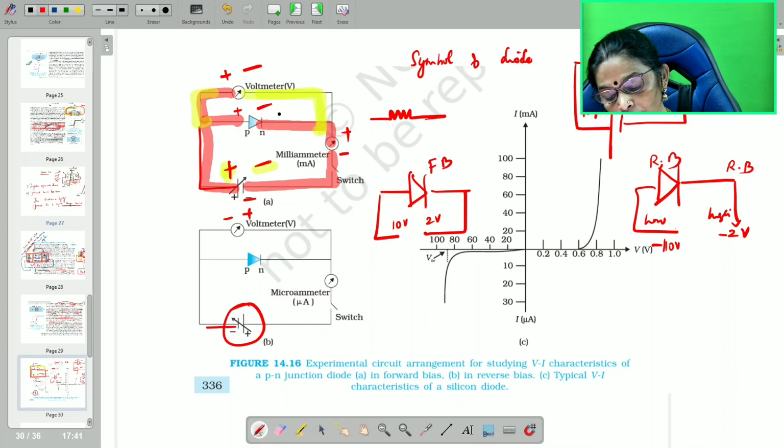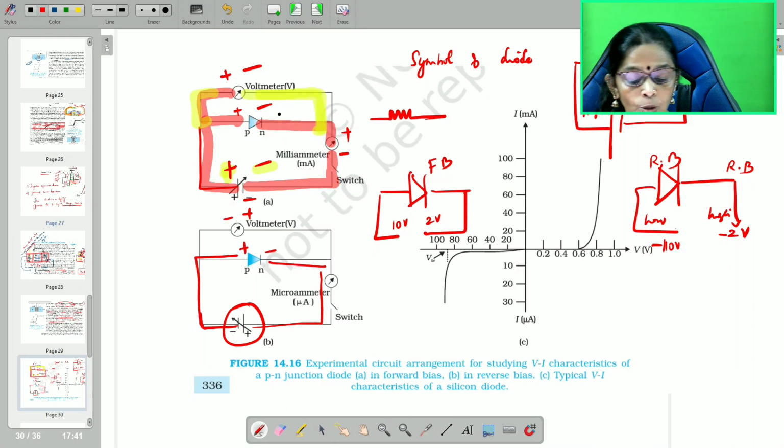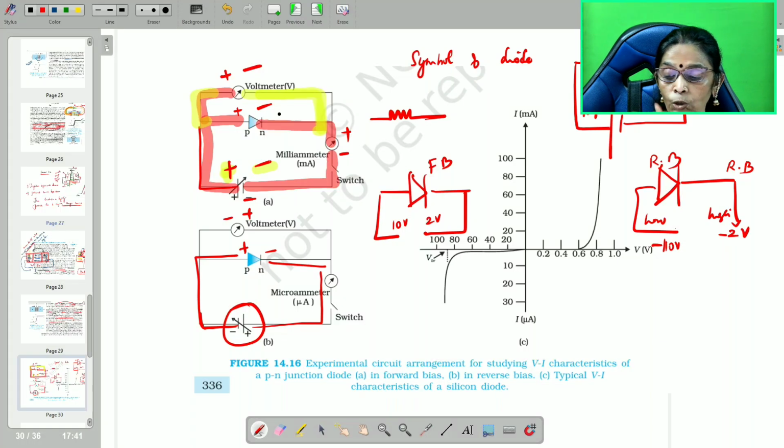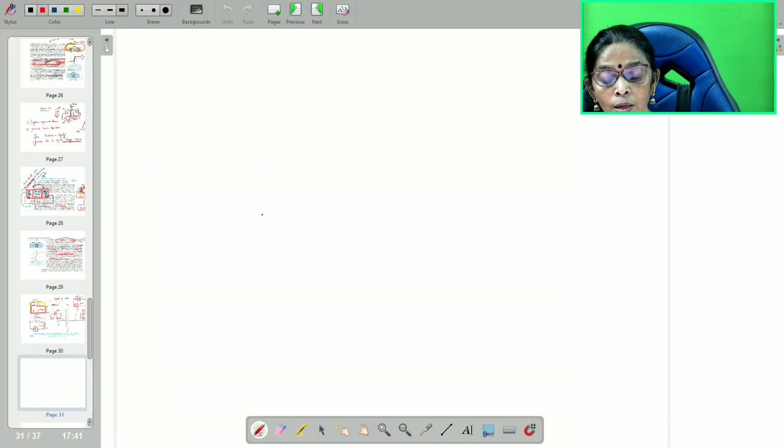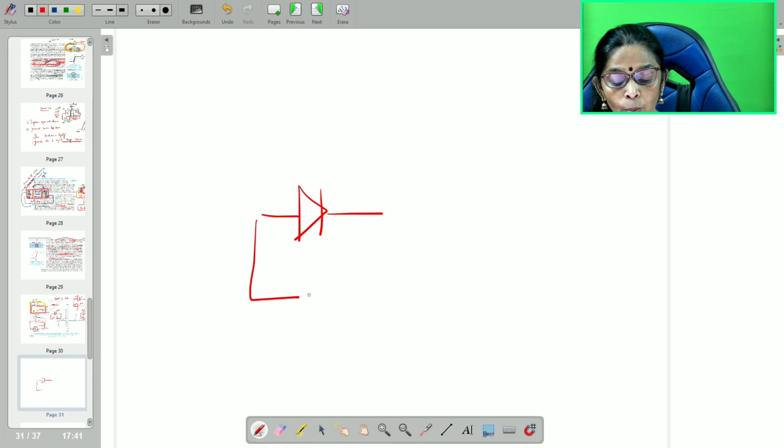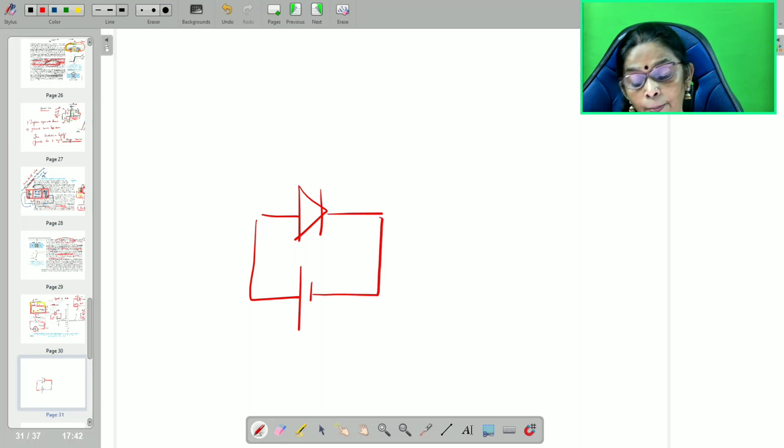The battery positive is connected to the diode negative. The battery negative is connected to the diode positive, that is all. So, that is how you need to understand. If you want, I will just show you here: diode positive, negative. You connect it to battery positive, negative, then it is called forward bias.